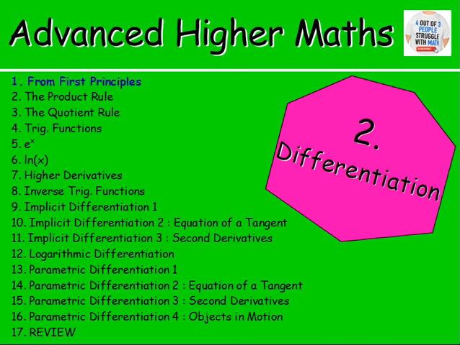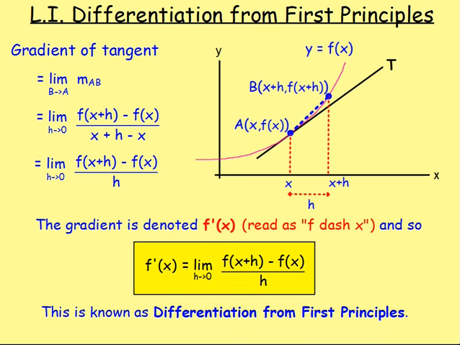We started off this differentiation chapter looking at differentiation from first principles. What is that all about? Well, it's looking at the gradient of a curve at a certain point, or the gradient of a tangent to the curve at that point. How could we get the gradient of the tangent?